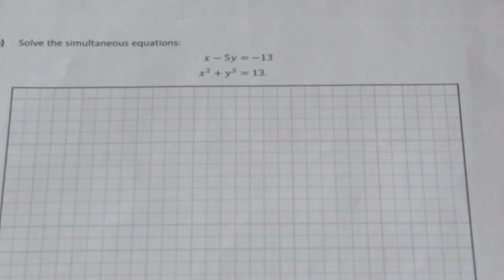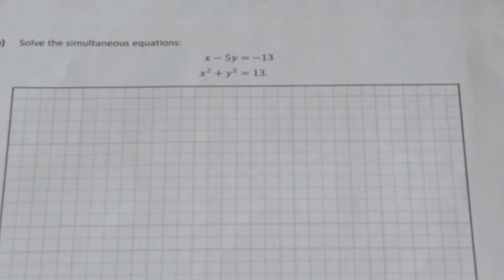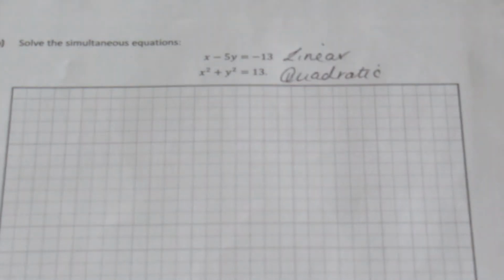They're asking us to solve the simultaneous equations, which are x minus 5y equals minus 13 and x squared plus y squared equals 13. What you do need to spot straight away is that those two equations are different. The top one is linear and the bottom one is a quadratic equation. It's very important that you spotted that straight away.